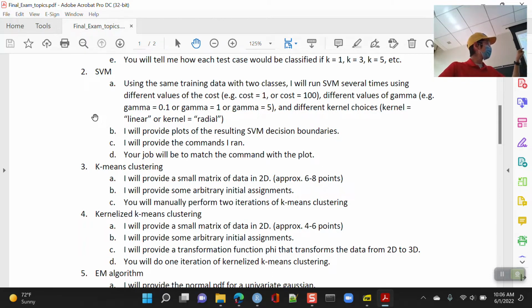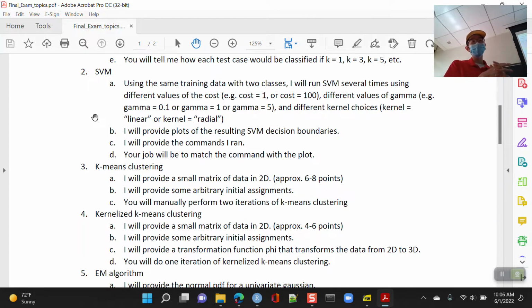So I'm going to say, do SVM with cost equals 1, or SVM with cost equals 100. Do SVM with gamma equal to 0.1 or gamma 1 or gamma 5. Not necessarily these exact numbers, okay? But different enough where it should be clear. I'm not going to do like gamma 0.1 and gamma 0.2. It'll be different enough where it should be clear that there are differences, okay?